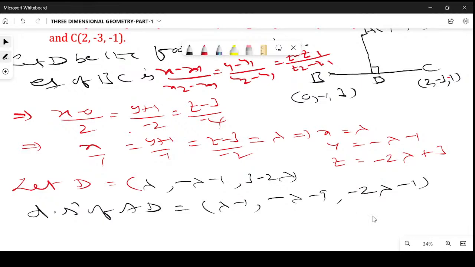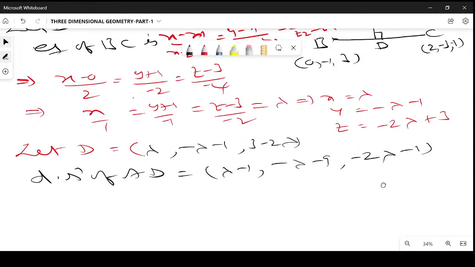Since AD is perpendicular to BC, then I can write a1 a2 plus b1 b2 plus c1 c2 equal to 0. Consider this one as a1, b1, c1. And we know the DRs of the line are 2, minus 2, minus 4. If we consider this, I can write now. Correct. The DRs of this line are a1, b1, c1, and this is a2, b2, c2.